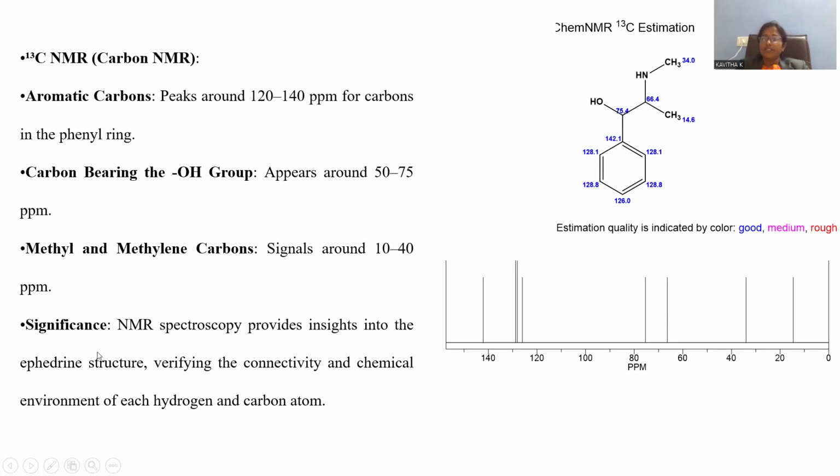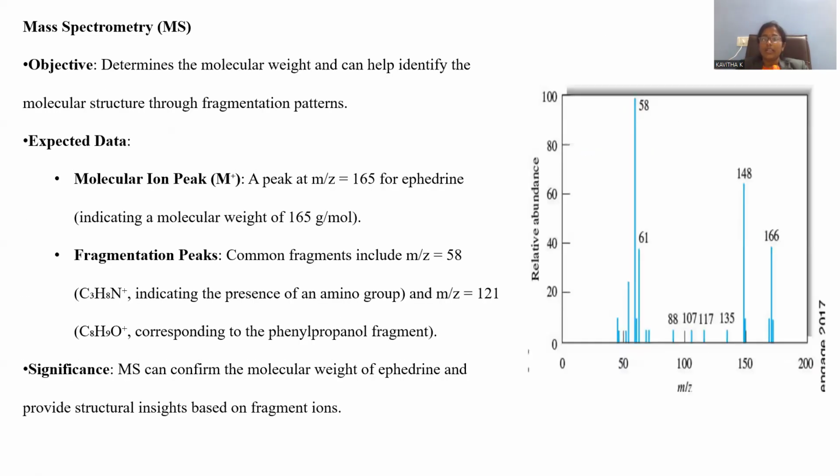And what is the significance of NMR? Why do we have to analyze the compound by NMR? NMR provides us insights into the ephedrine structure, verifying the connectivity, chemical environments, and hydrogen and carbon nature by means of C13 NMR spectroscopy and proton NMR spectroscopy as well. This is the way NMR data was analyzed.